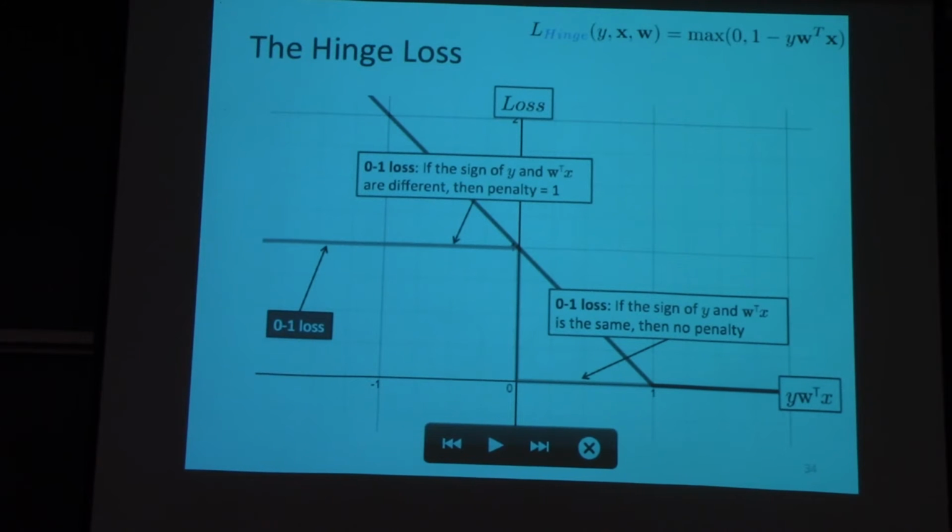So we know 0-1 loss. That means if we predict it correctly, there's no loss. The loss is 0. If we make the incorrect prediction, the loss is 1. So for every example, you have either 0 loss or 1 loss.